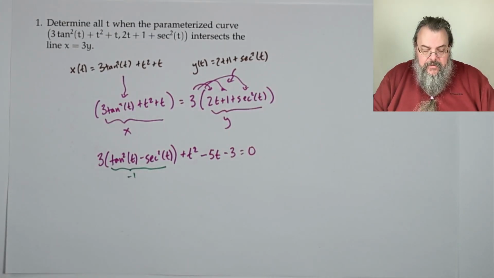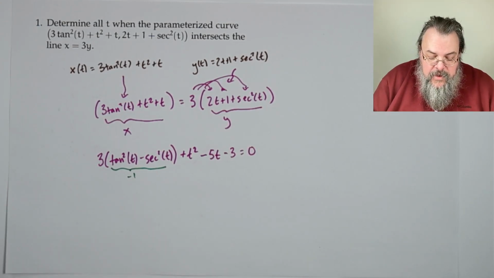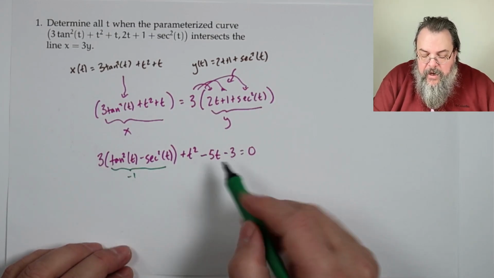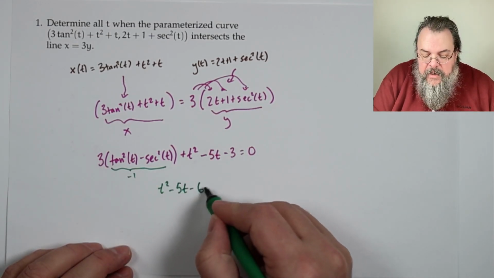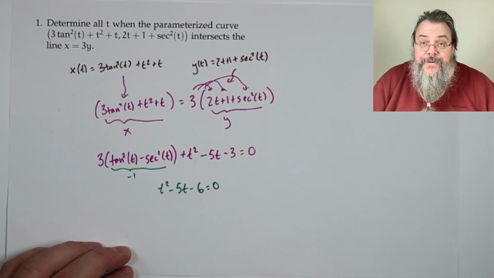Now, what does that give us? Well, what we can now do is we can distribute. So we replace the tangent squared minus secant squared by negative 1, negative 3 minus 3. We get t squared minus 5t minus 6 equals 0. And now that feels doable.